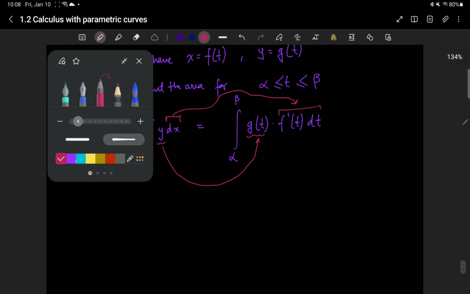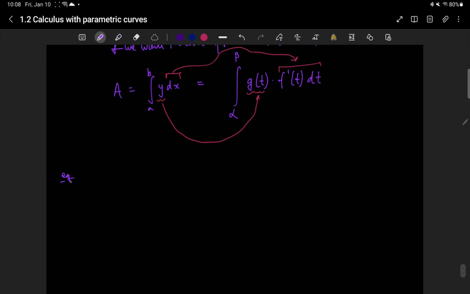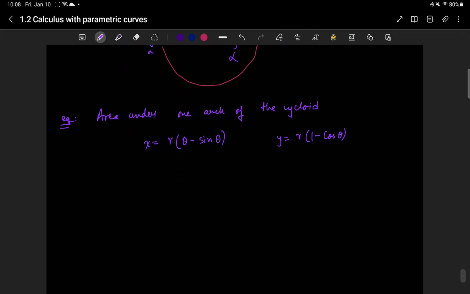So let's look at an application of this problem. This one is pretty straightforward. Suppose it says: find the area under one arc of the cycloid given by x equals r(theta minus sine theta) and y equals r(1 minus cosine theta). Here the parameter is called theta instead of t, where theta is the angle for the cycloid that we have seen in our previous lecture.